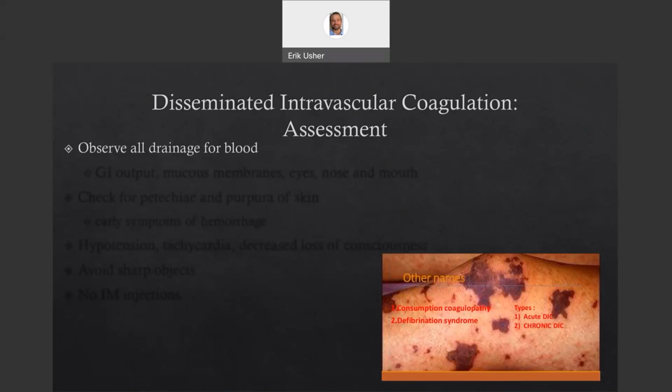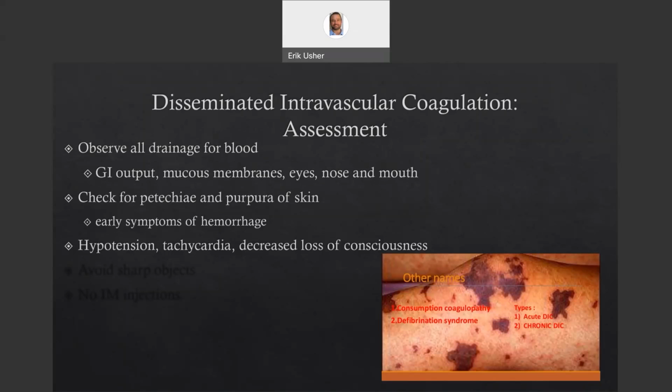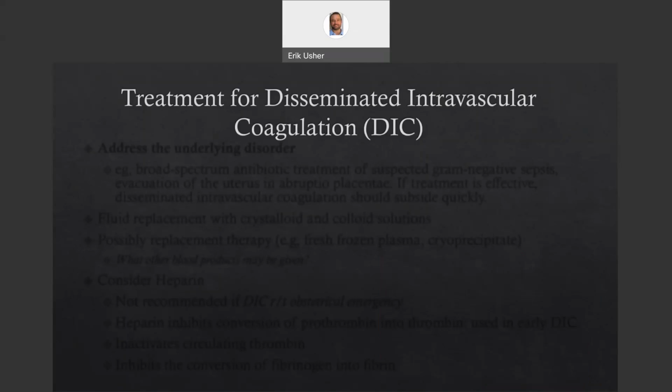We assess these patients. We observe all drainage for blood, GI, mucous membranes, eyes, nose, and mouth. We check for petechiae and purpura. Petechiae are the small ones in the lower right there, and purpura are the larger bruises underneath the skin. They're non-blanching. So there are some early symptoms of hemorrhage. They get hypotensive, tachycardic, with decreased level of consciousness. So we avoid sharp objects, obviously, and we avoid IM injections if at all possible.